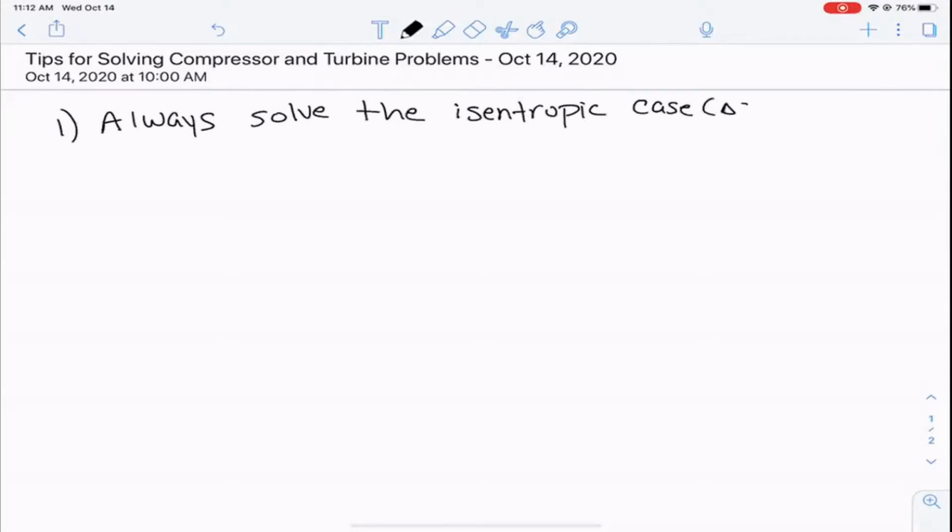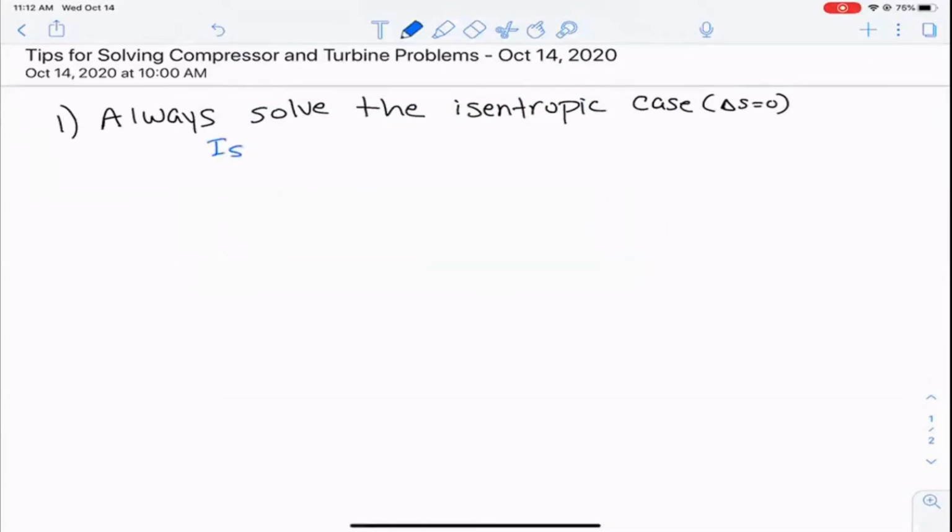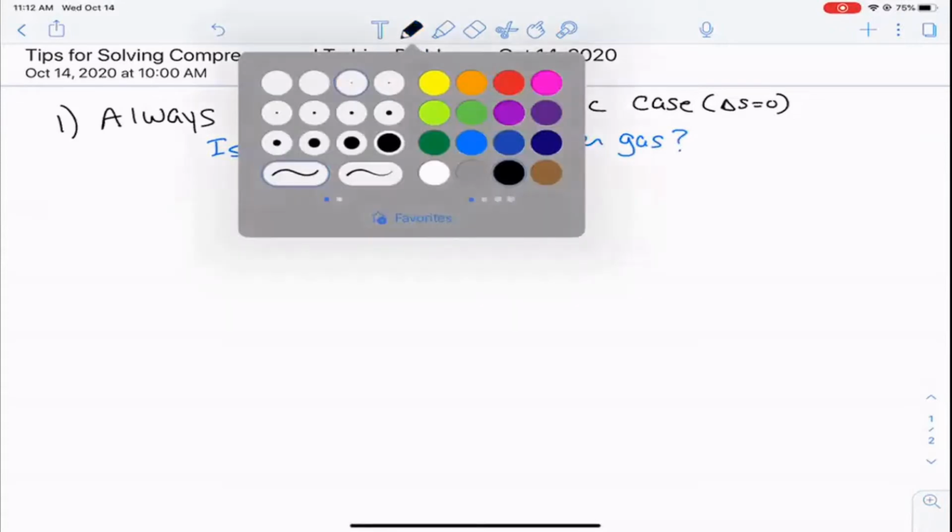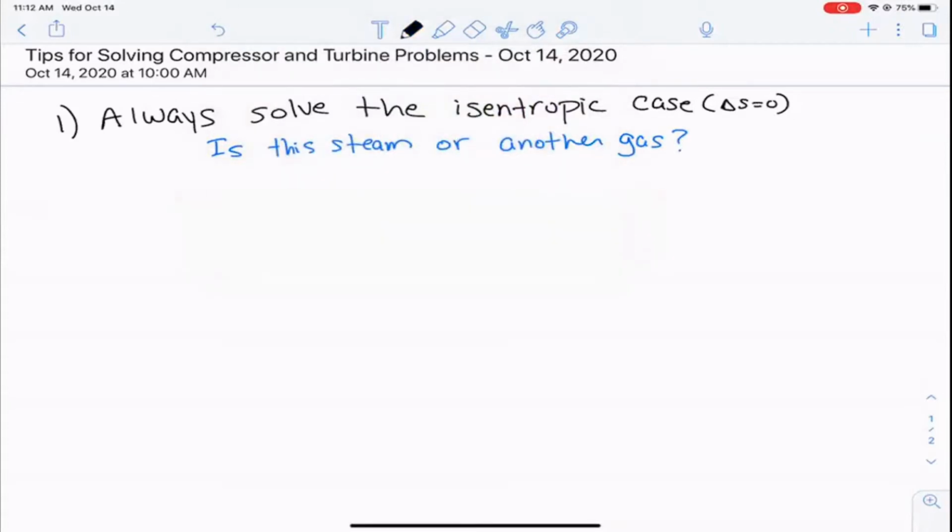And of course, that's where delta S for our system is equal to 0. But before I do that, I ask myself a question. Is the fluid steam or another gas? And to me, the answer to that question is really important, because if it's steam, we're fortunate enough that we have a pretty extensive catalog of physical properties for steam, right? And those are called the steam tables.